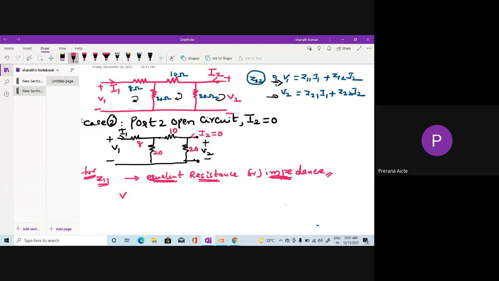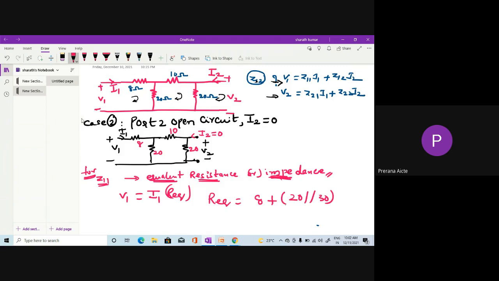V1 is equal to the entire current available in the circuit, I1, times R equivalent. Why? Because our entire circuit consists of only equivalent resistance. So from our circuit, R equivalent is equal to 8 ohm in series with 20 in parallel with this 10 plus 20, 30. Very simple, in a simple step we are obtaining the answer.